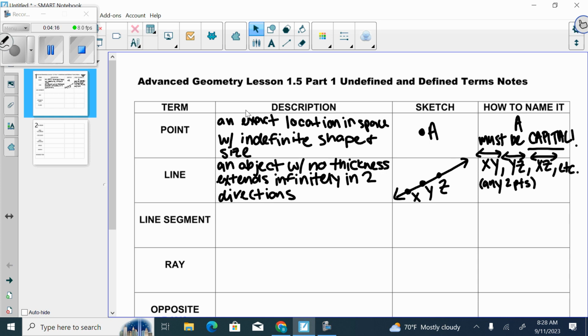The second option is that it can be named using a lowercase script letter. When I say script, that means like cursive, right? So I could name this line L using a lowercase script L. And it would be called line L. If you name it this way, again, it's lowercase script.